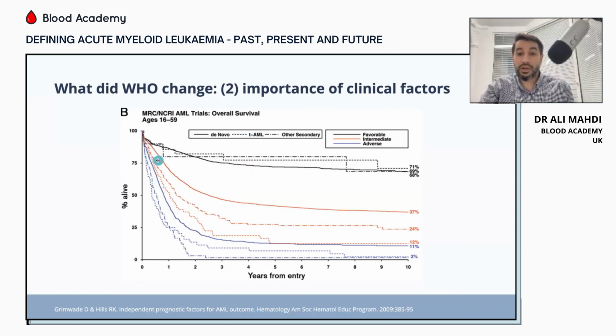You can see here for intermediate, the 2 dashed lines represent therapy-related and secondary acute myeloid leukemia. You can see that the survival is pushed down, indicating a poorer prognosis. And the same with adverse disease. Again, if you had therapy-related disease or that arising from MDS or an MPN, you did worse. It didn't make that much of a difference for favorable risk disease, so diseases such as acute promyelocytic leukemia, inversion 16, etc. But certainly clinical factors are important to take into account.